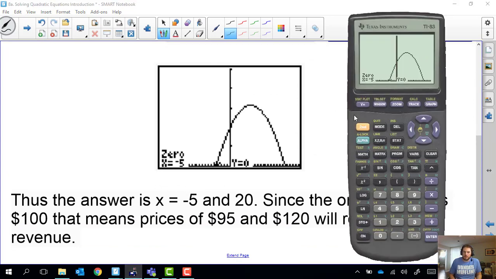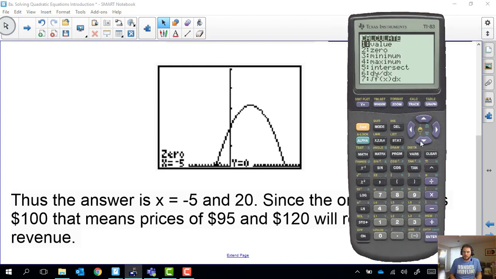And then if I do the same thing, so second function, calc, go down to the 0, equals, I'm going to do the same thing for my other x-intercept. So again, I'm going to go left bound. So I'm going to make sure I'm to the left of that point. So I'm going to go over, right? And just keep going over until I get to the point where my y values turn negative.